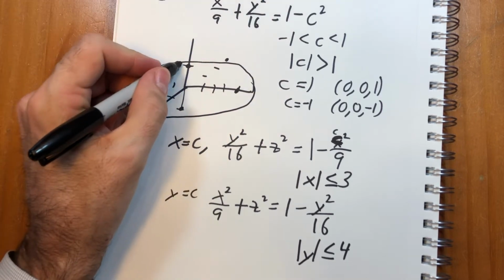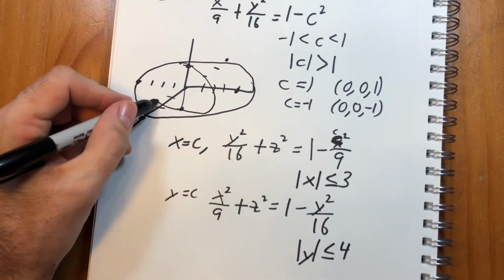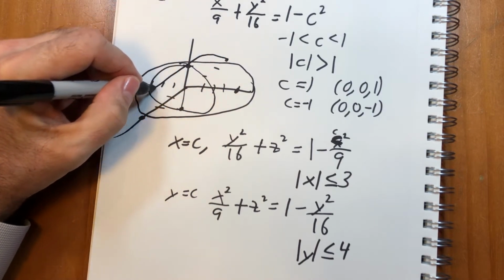And then in this direction, it's an ellipse that goes around like this, and it's an ellipse that goes around like this.